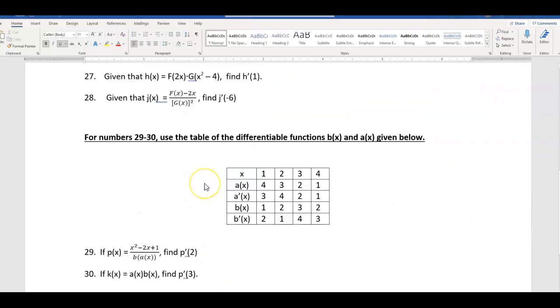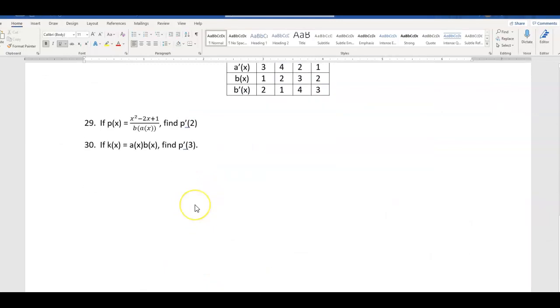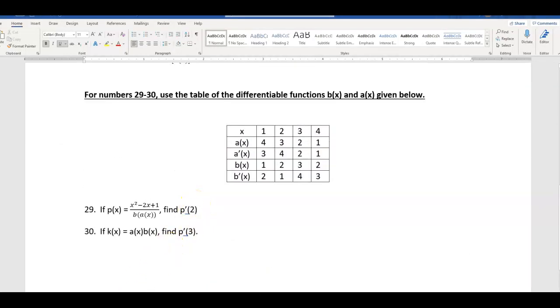So let's go ahead and take a look at number 30, our last problem here. All right, we've got a product rule here. Well, this should say k, actually. Let me fix that. It says, if k of x is equal to a of x times b of x, find k prime of 3. So the first thing that we'll do is we'll go ahead and do the derivative, which is the product rule, as I've said.